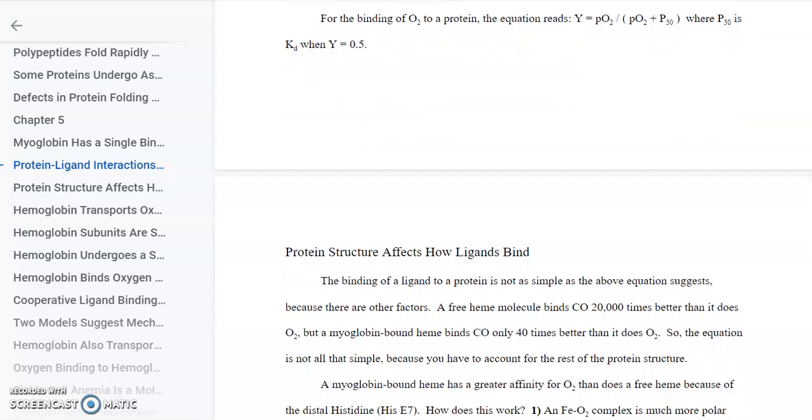For the binding of O2 to a protein, the equation reads Y equals PO2 over PO2 plus P50, where P50 is Kd when Y equals 0.5.